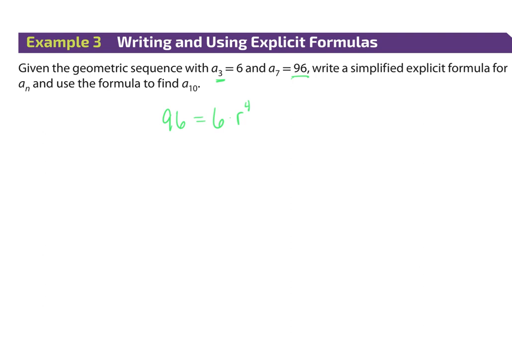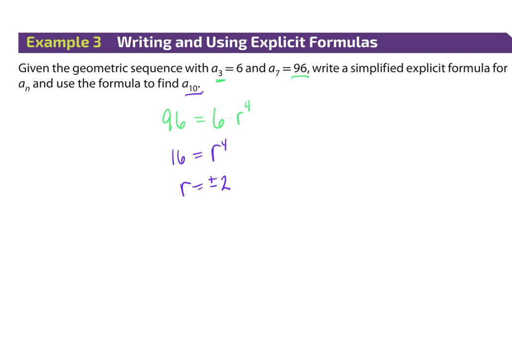You are going to have to take roots here to find this r. So if I divide, I'm going to get 16 is r to the 4th. r could be either positive or negative 2. We look at both cases to see what happens. If they want a specific term, you have to consider that your r could be positive or negative, depending on what it is. There are two possibilities.